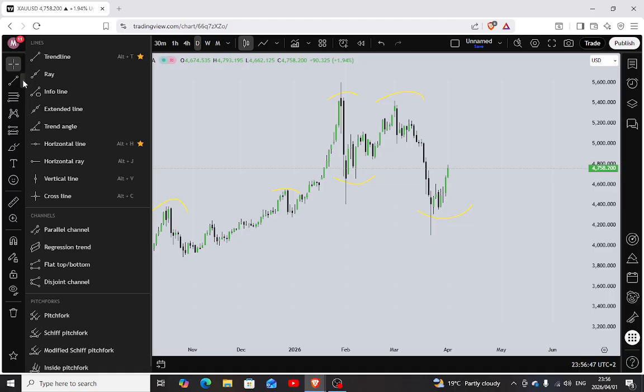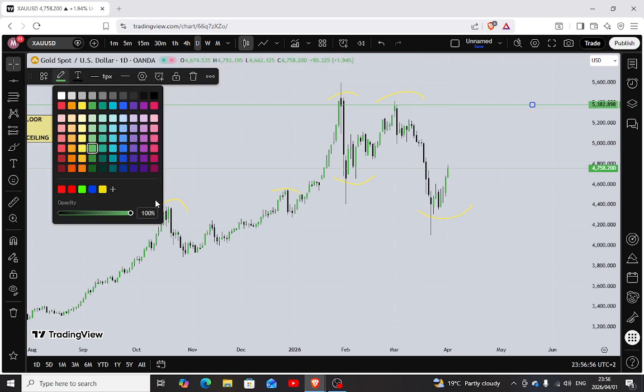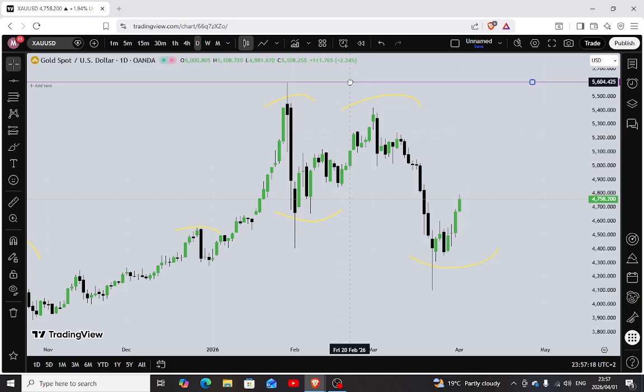Let's change the color and make it, let's say, purple for now. Your support and resistance lines are going to be color coded so that you know where you drew them. You can put it here, you can put it there, or anywhere. It's subjective.